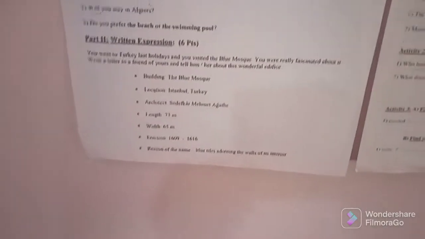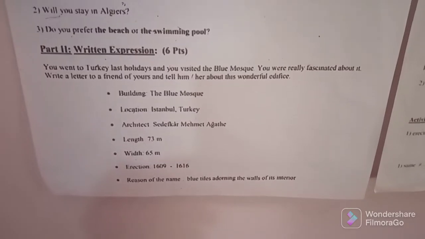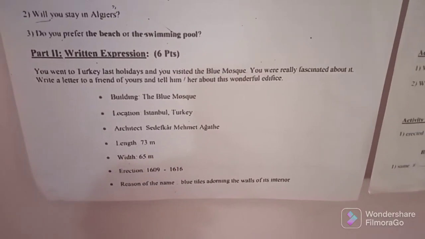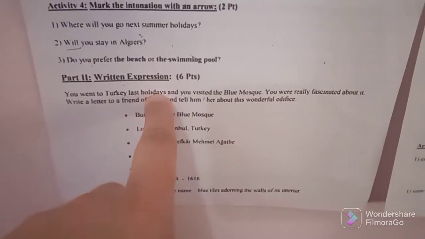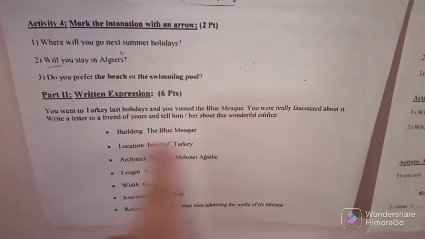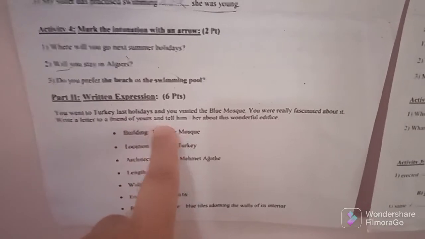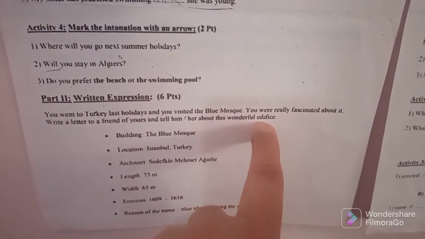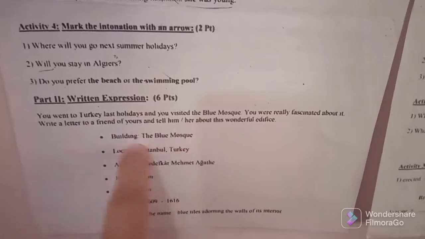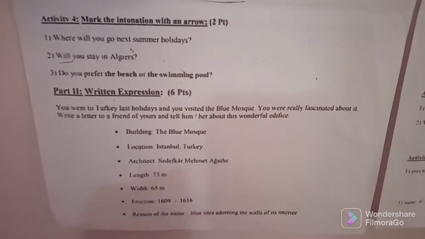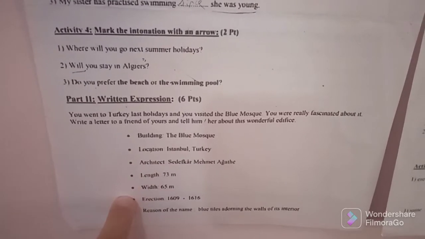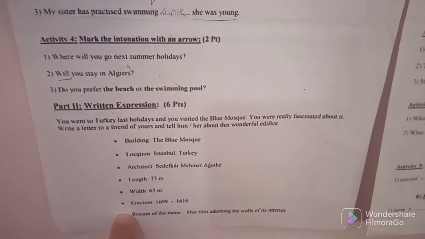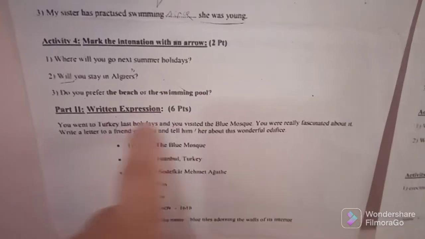So the last activity will be a situation of integration. So you went to Turkey last holidays and you visited the Blue Mosque. Here last holiday, not last holidays. You were really fascinated about it. Write a letter to a friend of yours and tell him or her about this wonderful edifice. The wonderful edifice is the Blue Mosque. You have location, you have architect, length, width, erection, and reason of the name. Now, what are we going to do?